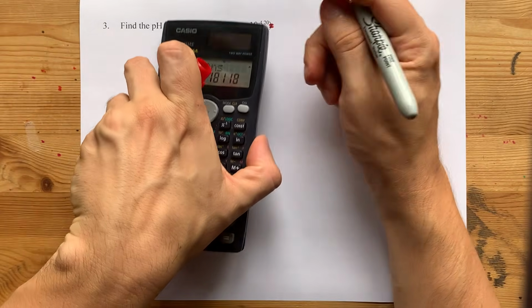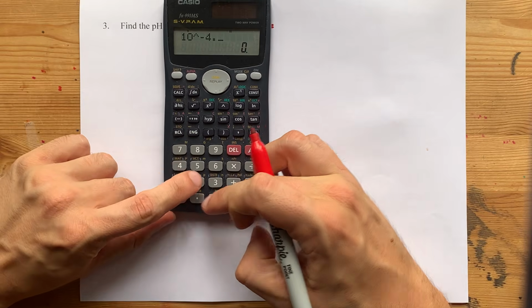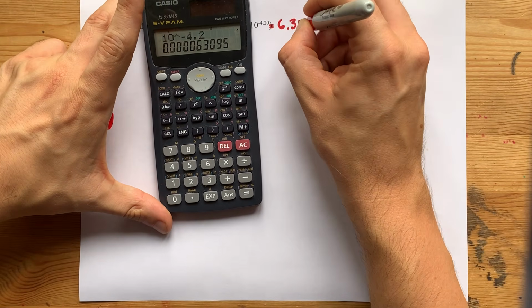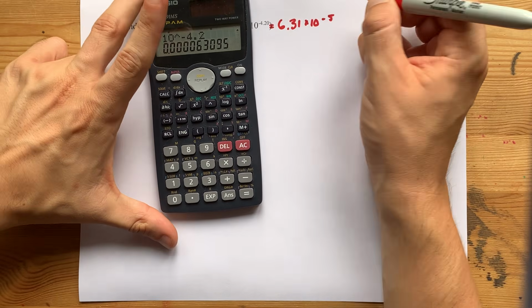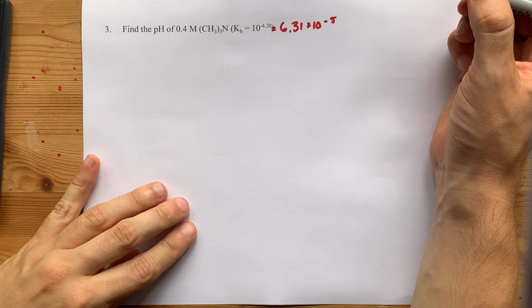On your calculator, you might want to actually get this number, 10 to the power of negative 4.2. That gives me 6.31 times 10 to the negative 5. Great. Now, what does Kb represent?